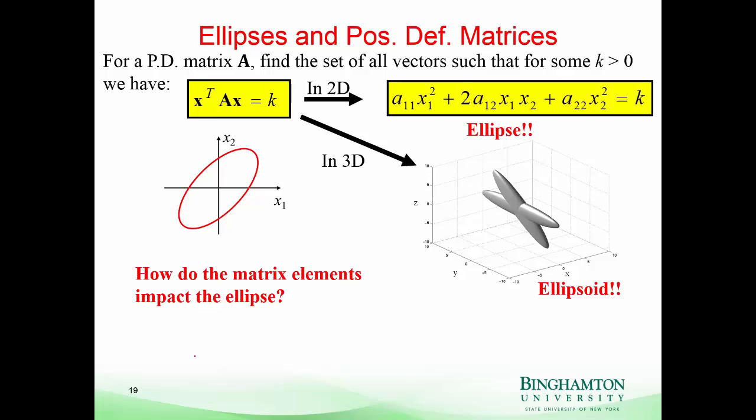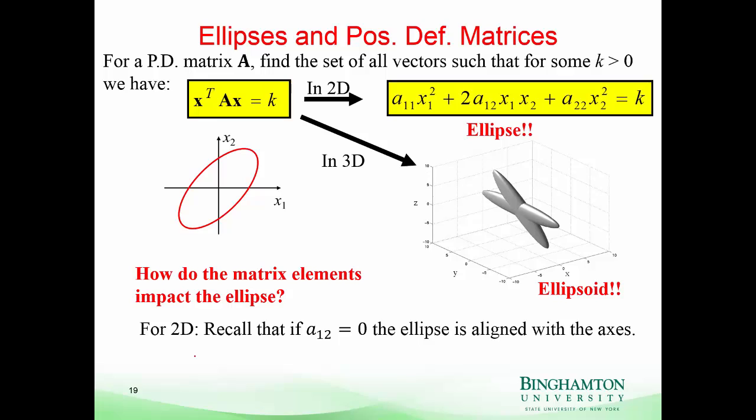So how do the matrix elements impact the ellipse? If I wanted to make one that was tilted a certain way, how would I set up my A matrix to do that? Well, one thing we know from our early studies of ellipses is that if this term is 0, so this term goes completely away, we know then that the ellipse is aligned with the axes.